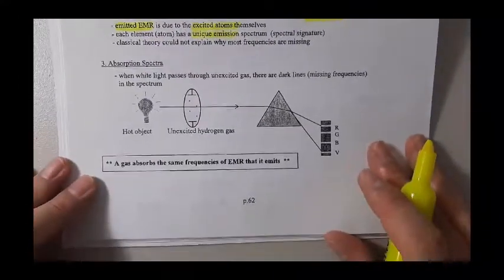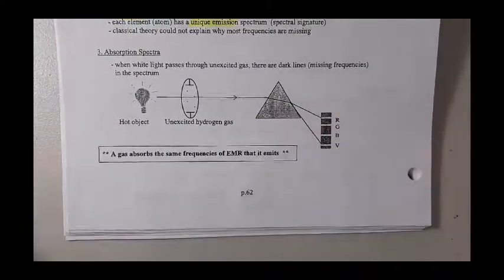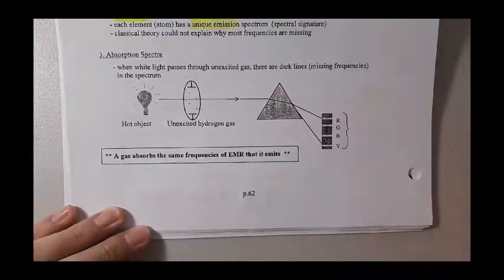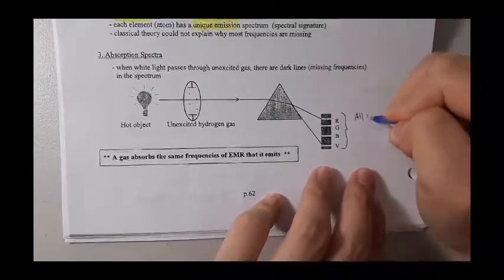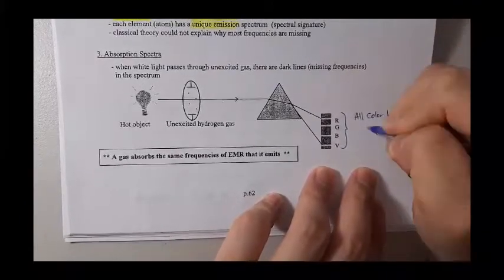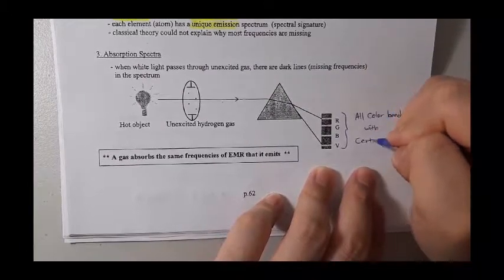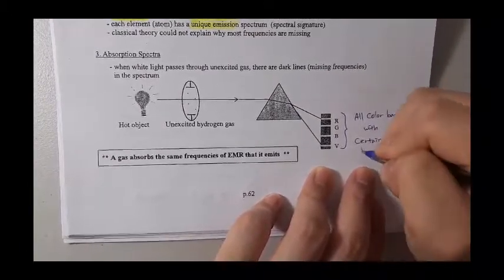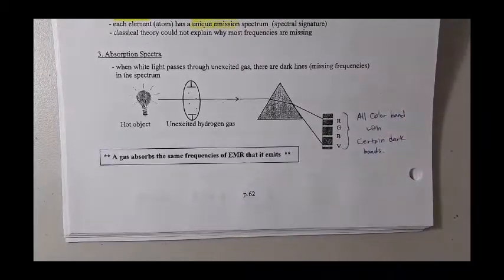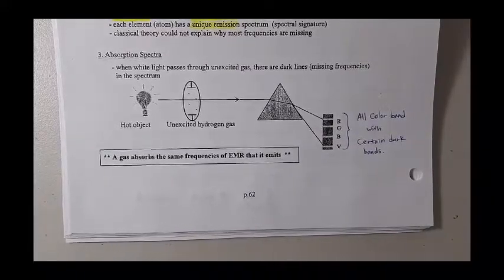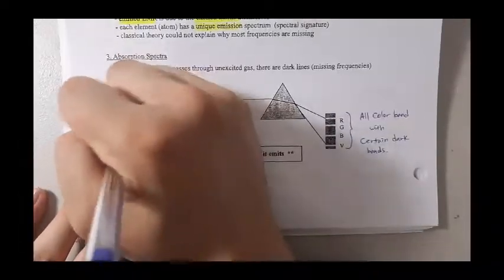Number 3, absorption spectra. This is a situation where you have the entire color spectrum with certain dark bands. That's what I want to point out here. So let's think about what we have first. You have a hot object as a start. That's number 1.